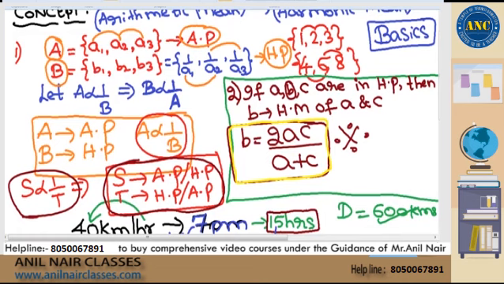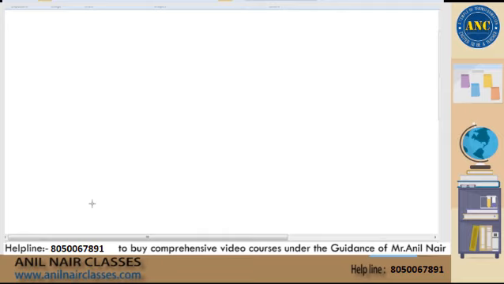If two parameters are inversely proportional to each other, if one is in AP, the other will be in HP. That is the concept, because AP and HP are inverse of each other. Clear? Now let us go to the problems using this concept. Now, please listen to this carefully. First question. I am drafting the question on the screen.